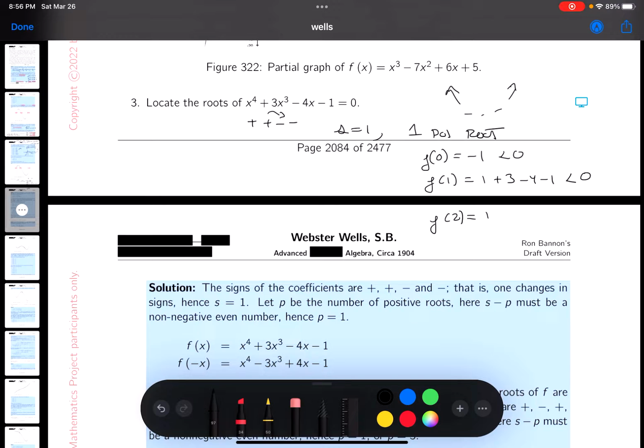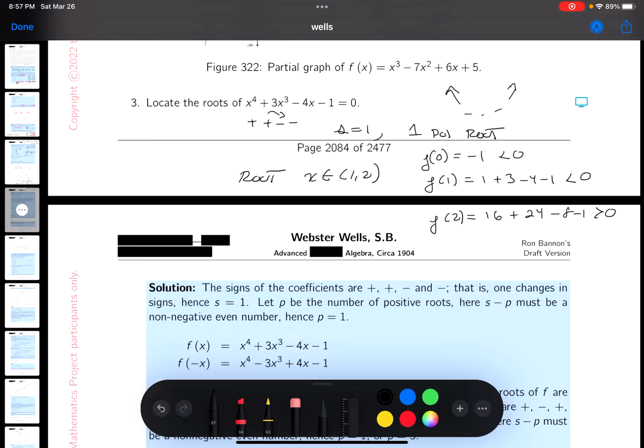Well, that would be 16 plus, well, 3 times 8 is 24. I think you get the idea what's happening over here. Minus 8, minus 1. Okay, so I know the root. All right, so the root, I know its location now. So the positive root, the location, is on the interval between 1 and 2. All right, know that. That's a good thing to know.